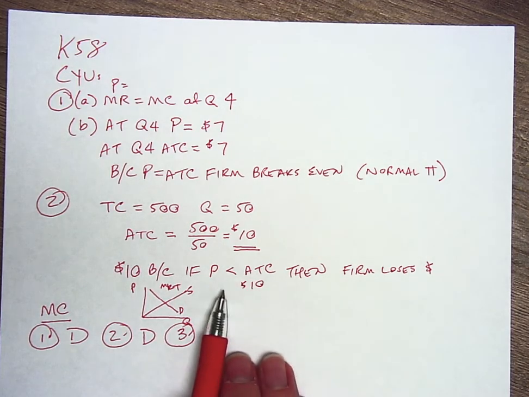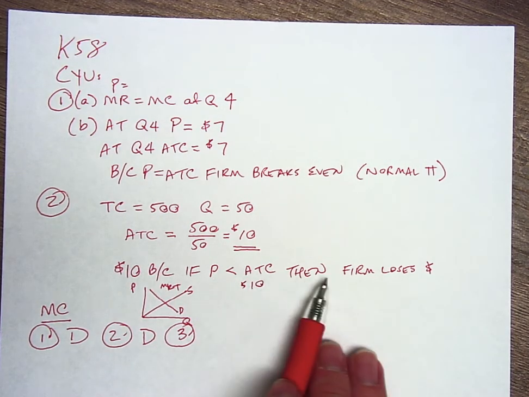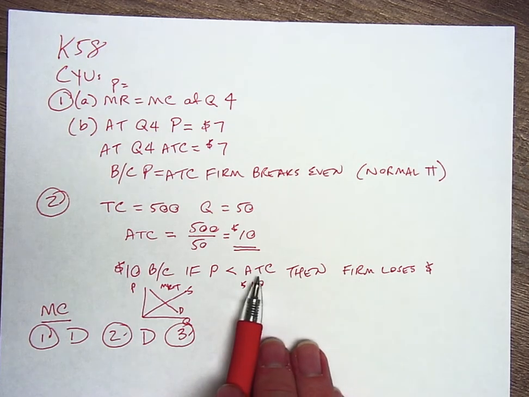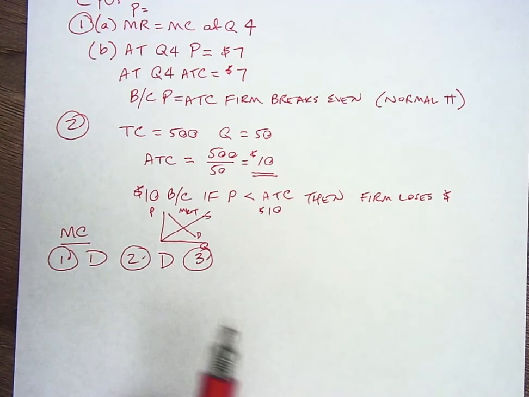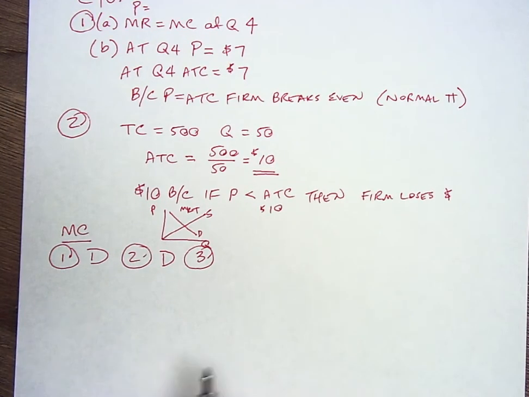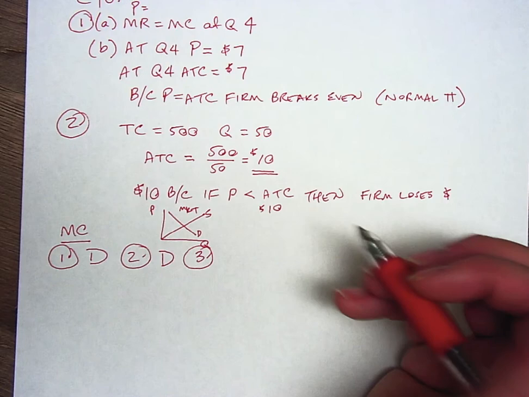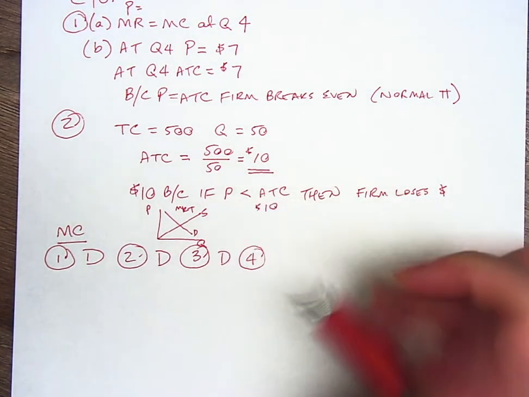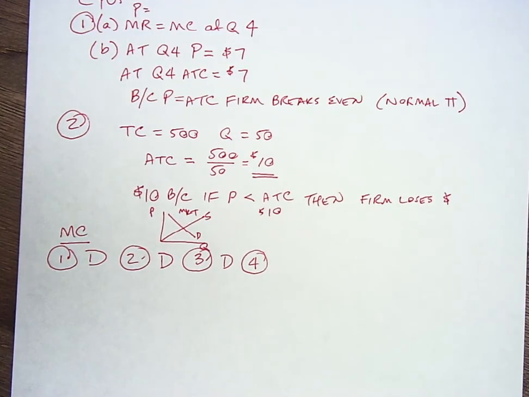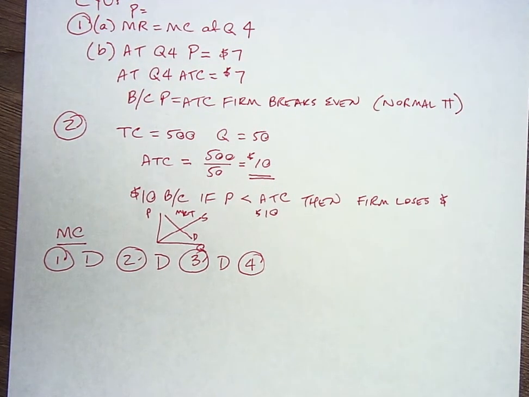Right here it says the price is less than ATC, then the firm loses. If the price is bigger than ATC, then the firm earns profit. So we would say the firm is profitable if the price is greater than the ATC, and that is D.